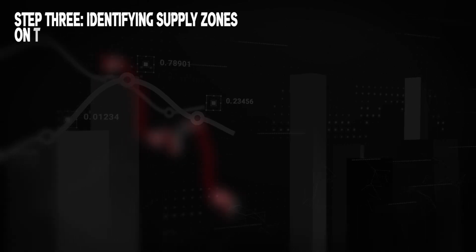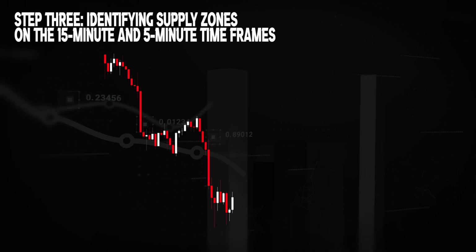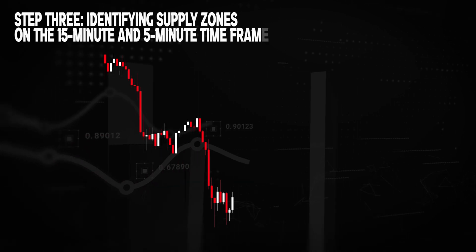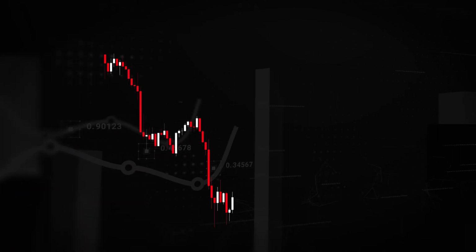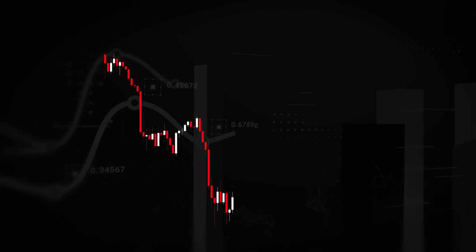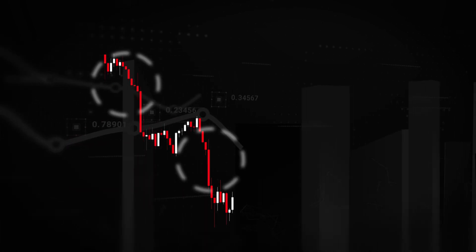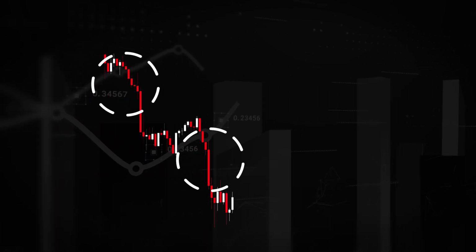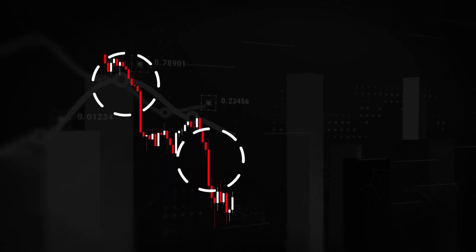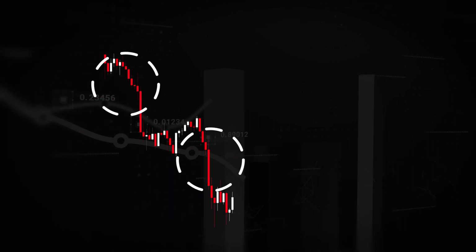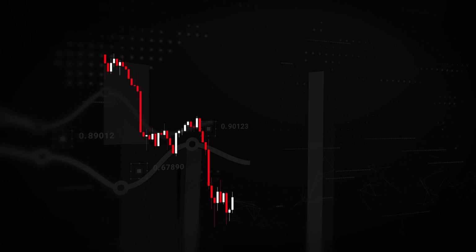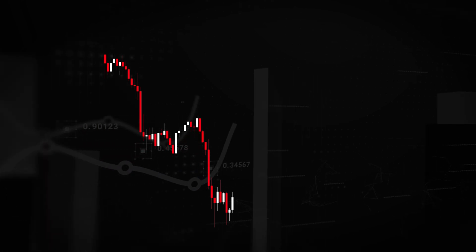Step 3. Identifying supply zones on the 15-minute and 5-minute time frames. Switch to the 15-minute or 5-minute chart. These shorter time frames allow you to pinpoint precise entry and exit points. Look for momentum candles. Identify several consecutive momentum candles that indicate strong selling activity. These candles should have larger bodies compared to the preceding candles, signaling significant supply.